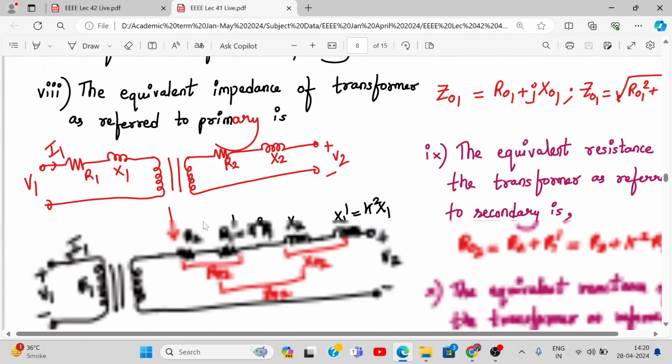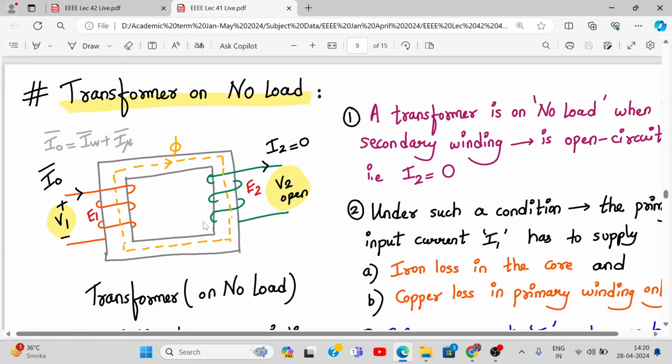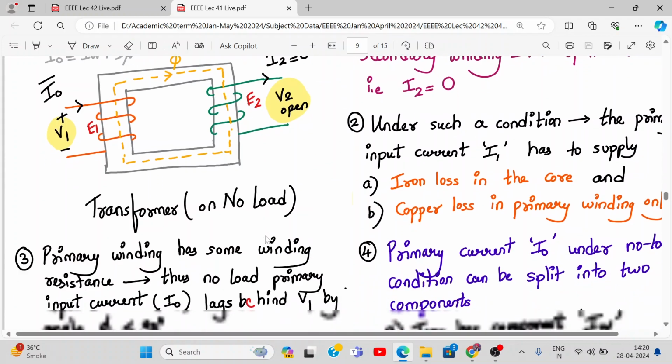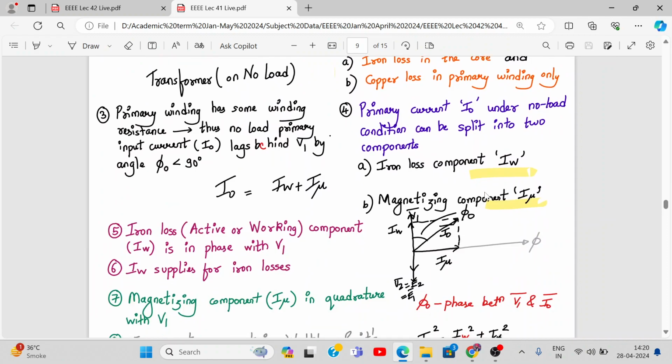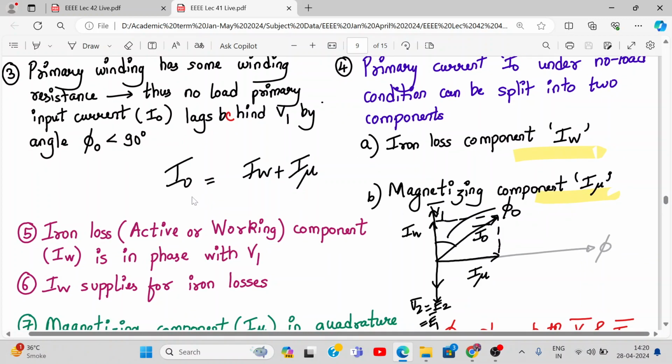Now a few other things are getting added. In the practical equivalent circuit, as we have seen, if the transformer is on no load, there are two more currents flowing in the primary side. So that current is I naught, which is IW plus I mu. Do you agree on this or no? Last time we discussed this, right? So we have two components. One is the iron loss component IW, and one is the magnetizing component I mu. So I naught will be I mu plus IW.